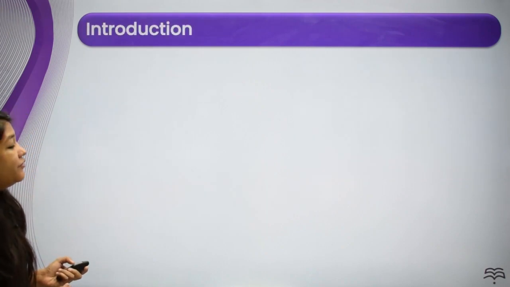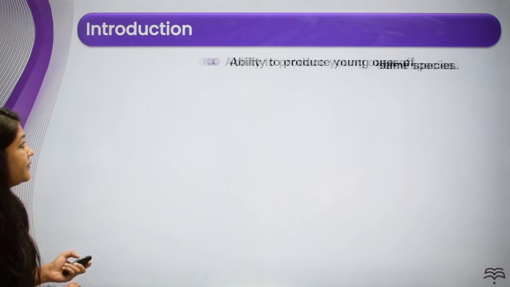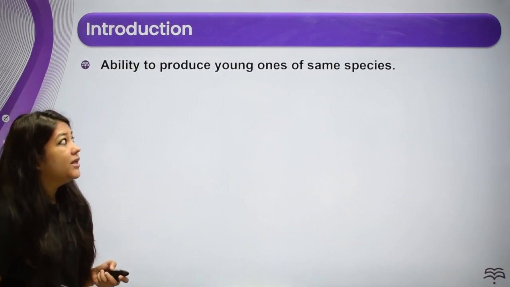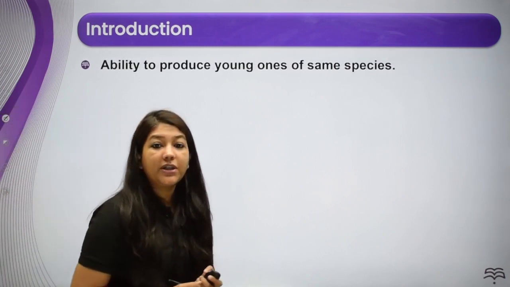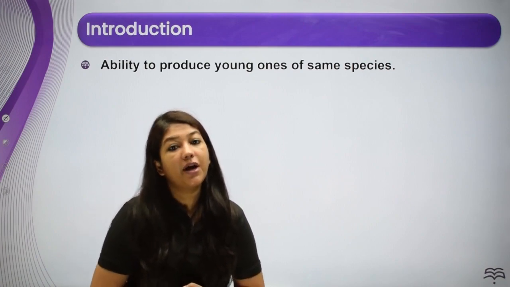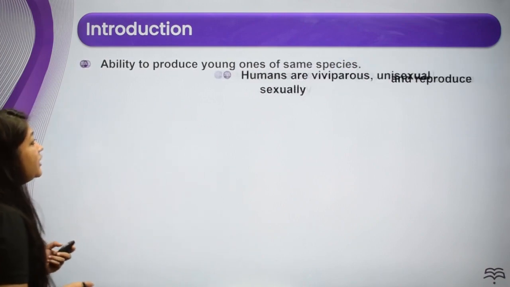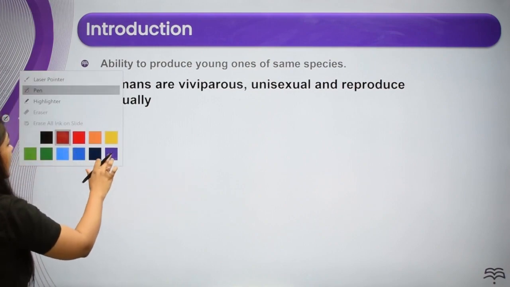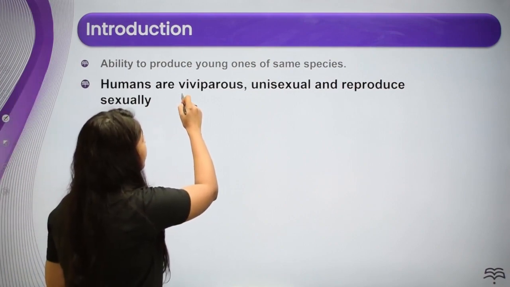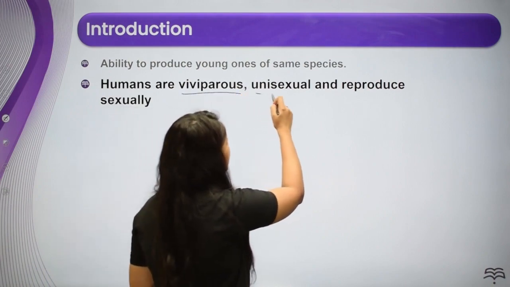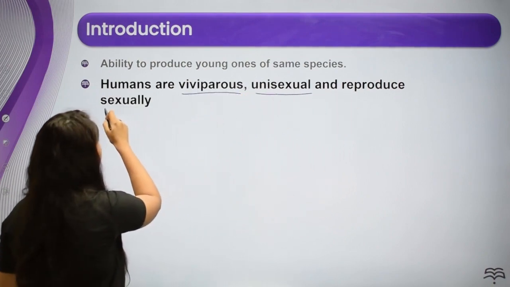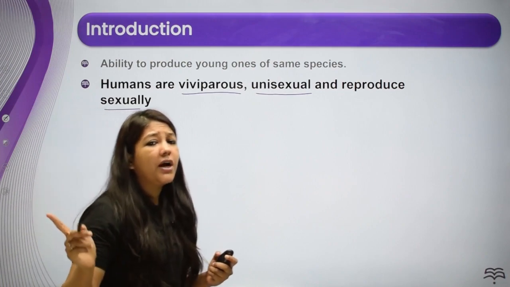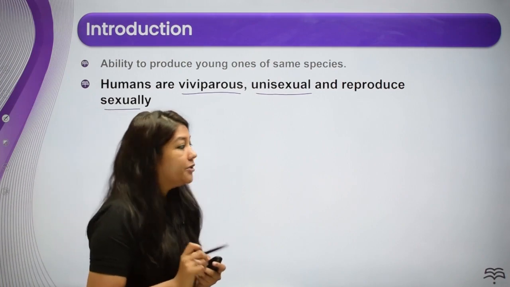Now, starting with the first part, ability to reproduce young ones of the same species. What is this? This is nothing but reproduction. All right, we have already seen the definition of reproduction. Humans are, this is a very important line, humans are viviparous, they are unisexual and reproduce sexually, right? Mode of reproduction in humans is sexual reproduction.